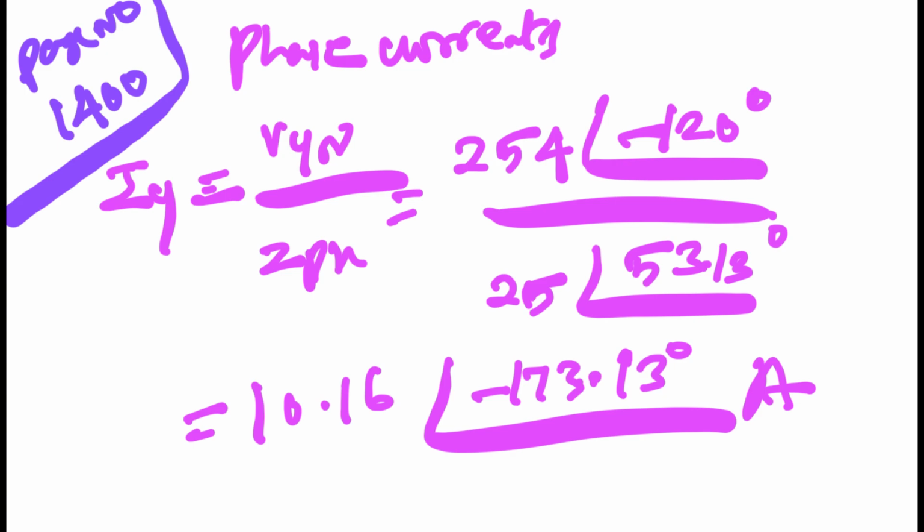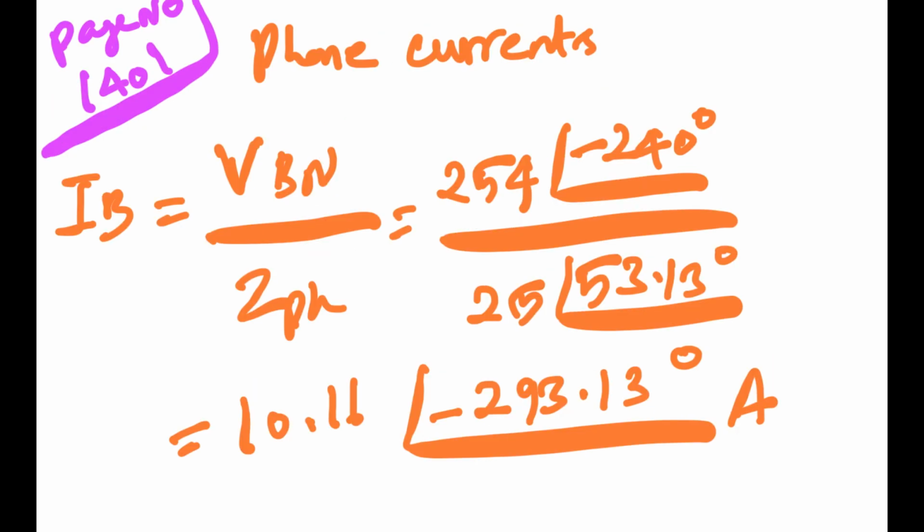IY is VYN divided by ZPH, equal to 254 angle minus 120 degree divided by 25 angle 53.13 degree. That is 10.16 angle minus 173.13 degree ampere. Current IB is VBN divided by ZPH, 254 angle minus 240 divided by 25 angle 53.13. The answer IB is 10.16 angle minus 293.13 degree ampere.